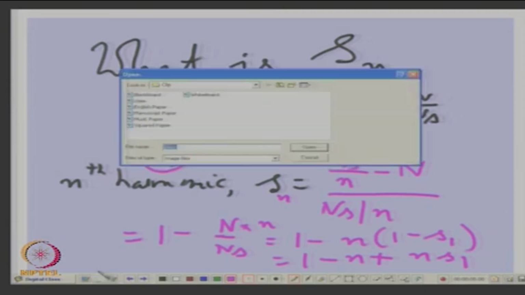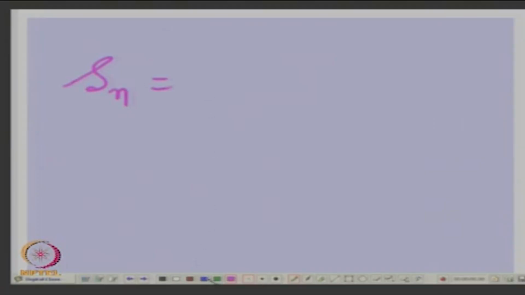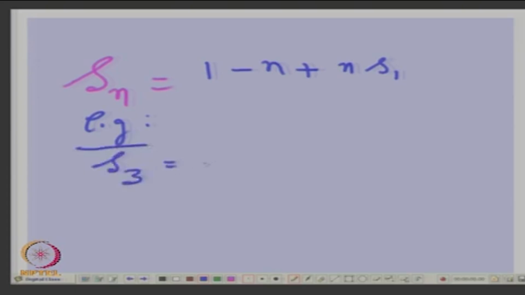So, we can get for the nth harmonic S_n equal to 1 minus n plus n times S_1, right. For example, what will be S_3? What will be S_3?